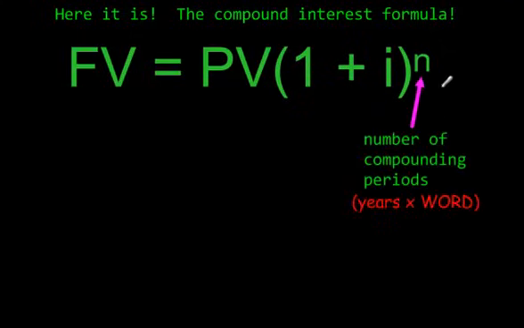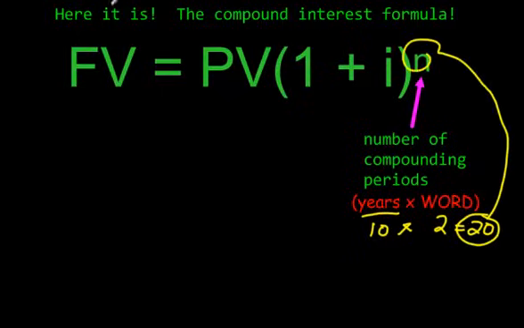The last one is n. N is the number of compounding periods. Okay, it's not the number of years like you might think. So what you do is you take the years. So if they say compounded semi-annually for 10 years, well, isn't semi-annually twice a year? So you put a 2 there underneath the word. Semi-annually is 2. And the years is, let's say, 10 years. So n is going to be 20. There will be 20 compounding periods that we would write right in there.